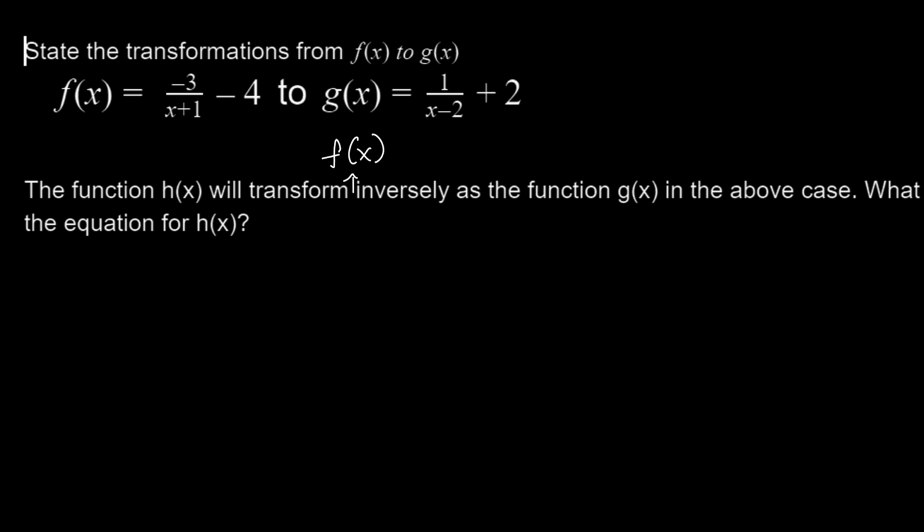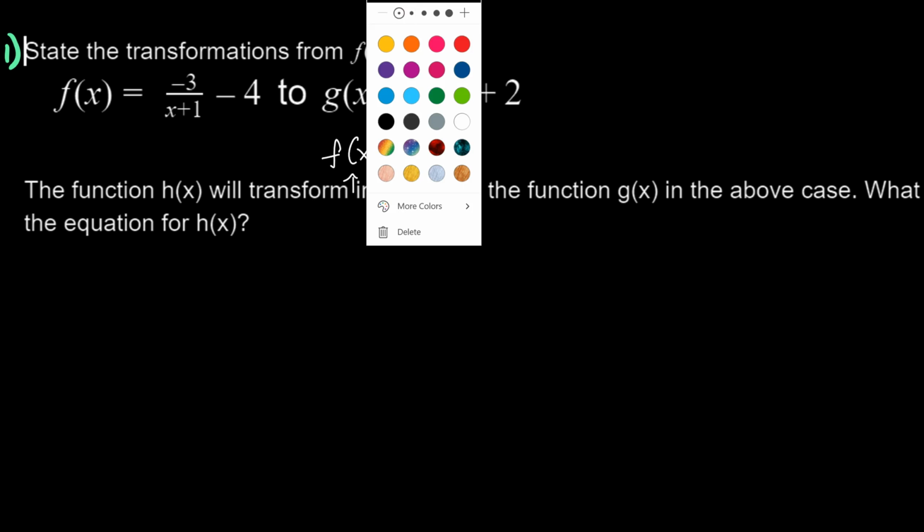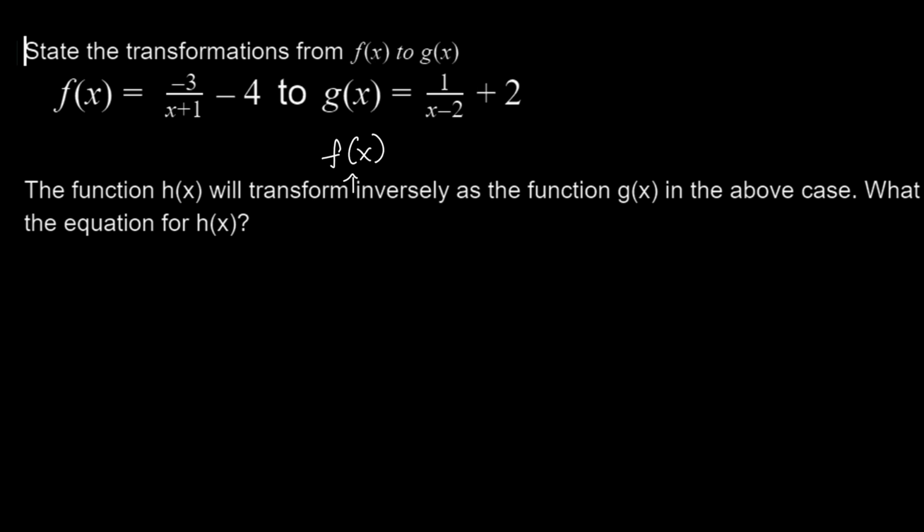Right, so this first says to state the transformations from f of x to g of x. So that's our number one. That's what I want to do first. So let's go ahead and try. What transformations are happening from f of x to g of x?